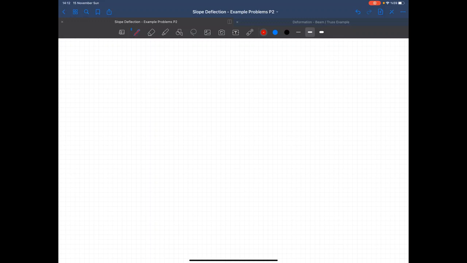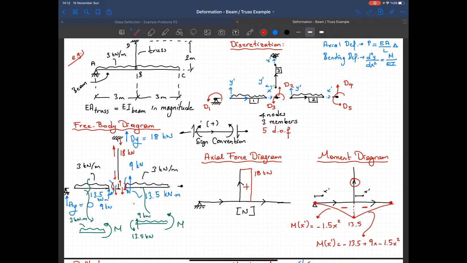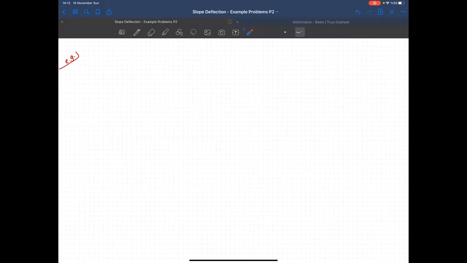Okay, we will continue to solve examples by using the slope deflection method. And in this example problem, I will be solving the same problem that we worked on using the integration method. Now let's solve it by the slope deflection. So I will be drawing the same figure one more time.